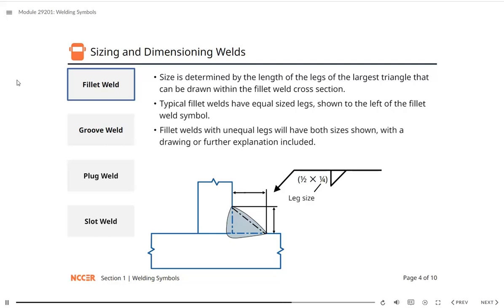The dimension or length of a fillet weld is shown to the right of the fillet weld symbol. Intermittent fillet welds will be shown with a dash between the length of each segment and the pitch, or center-to-center distance between welds.